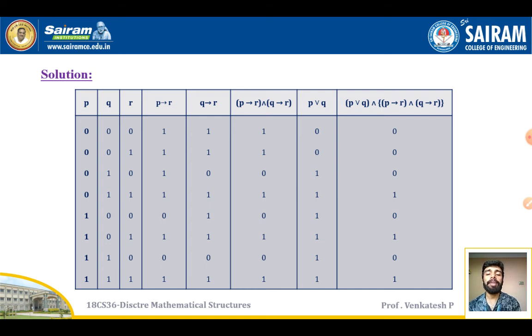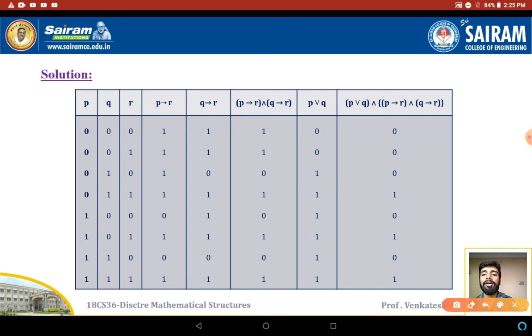So first one, P implies R. So it will be P: 0 implies 0 true, 0 implies 1 true, 0 implies 0 true, 0 implies 1 true, 1 implies 0 false, 1 implies 1 true, 1 implies 0 false, 1 implies 1 true.